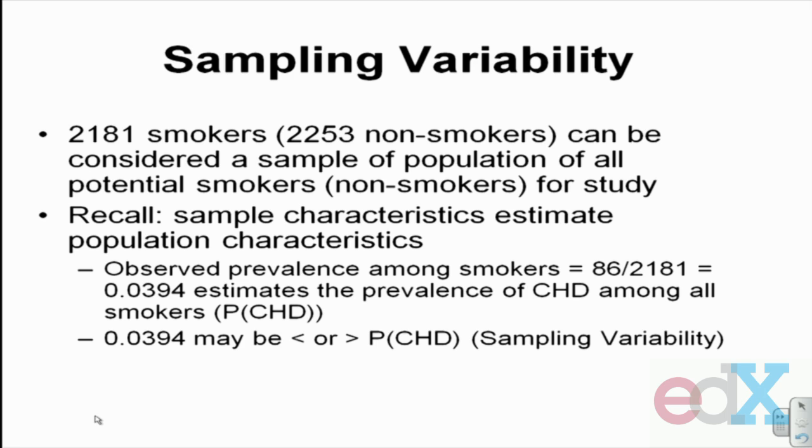And one reason for that measure of association could just be chance alone. And what I mean by that is the following. What we have in this study are 2,181 smokers and 2,253 non-smokers. Now, we might consider those 2,181 smokers as a sample of all the types of people who could have been in the Framingham heart study. And hopefully we can consider those 2,181 smokers as a representative sample of the larger population of potential smokers that we could have enrolled in our study.